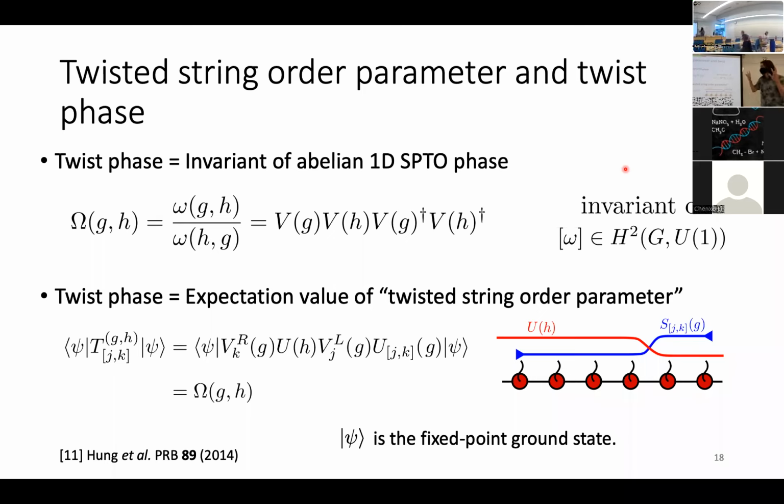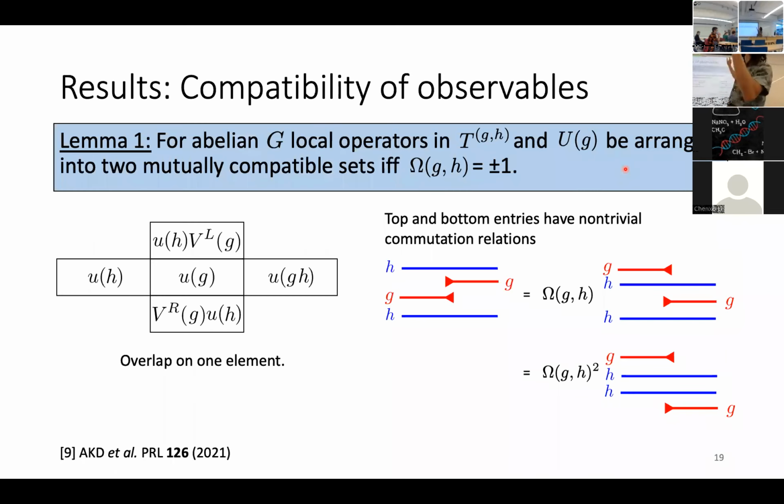That's why we call it the twisted string order parameter. In the sense that it's kind of twisted, right? Diagrammatically, with the global symmetry transformation. Great. So with that, we can get on to the first result.